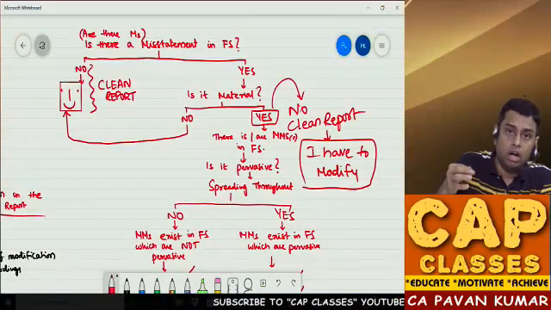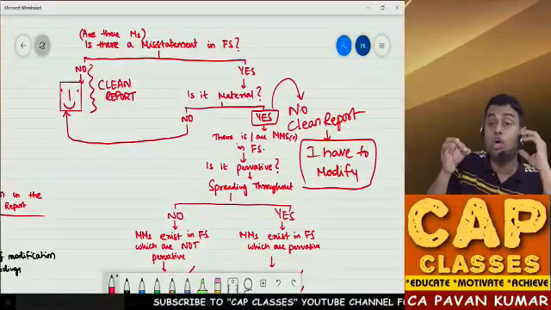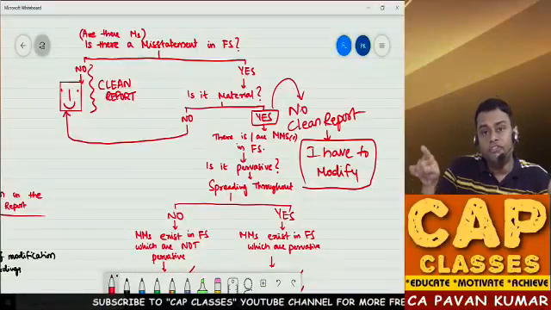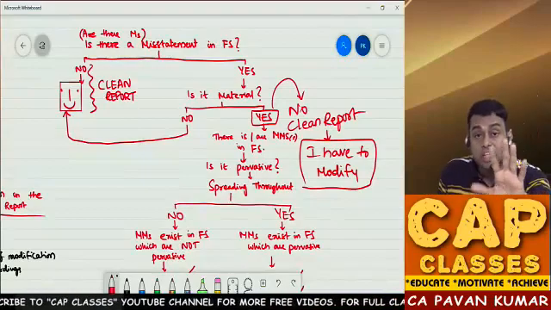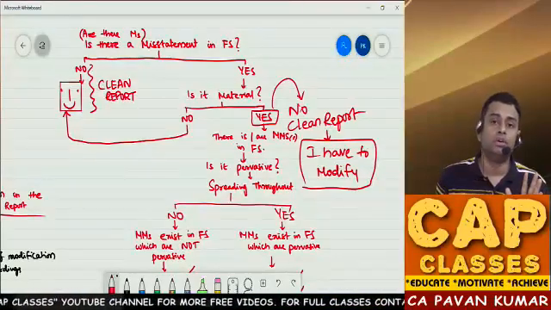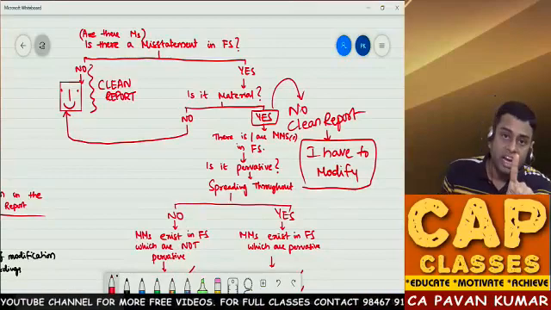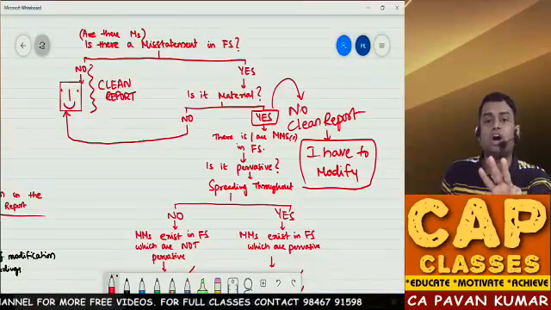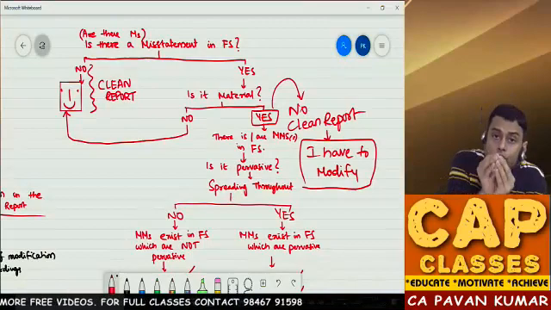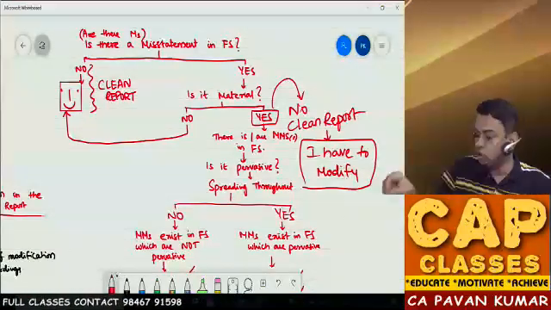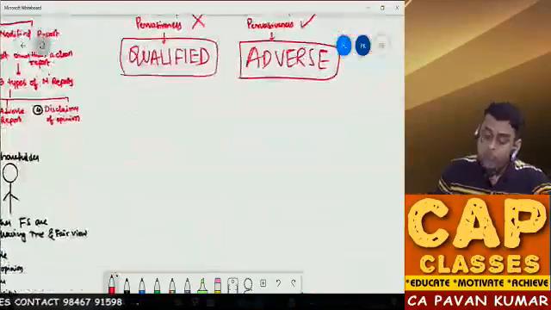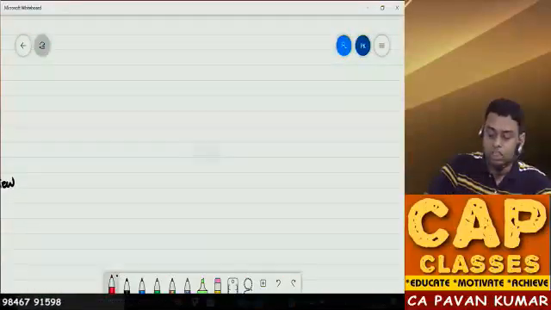This is called a qualified report. Overall financial statements are showing a true and fair view. But I have a problem with 1 item, 2 items, 3 items, or a few items. I have reservations on a few items. Overall, I am happy. So pervasiveness is spreading throughout.